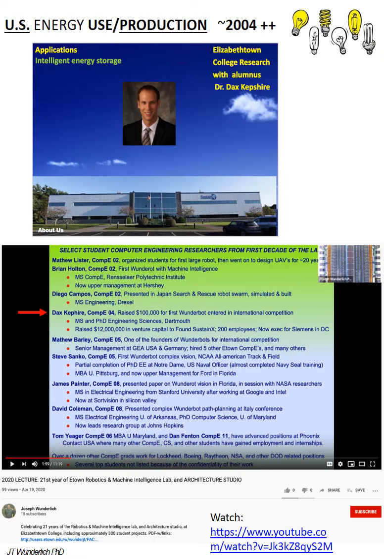So you can see more about him in this lecture and more about previous things students have done with me. He actually raised $100,000 for the first robot that we had in international competition. Then he went and got his master's and PhD, and then raised $12 million in venture capital, and had actually 200 employees at one time.